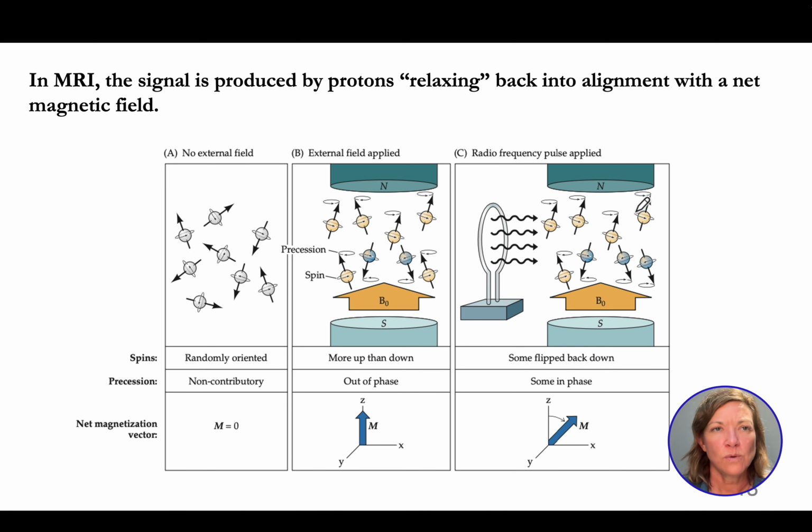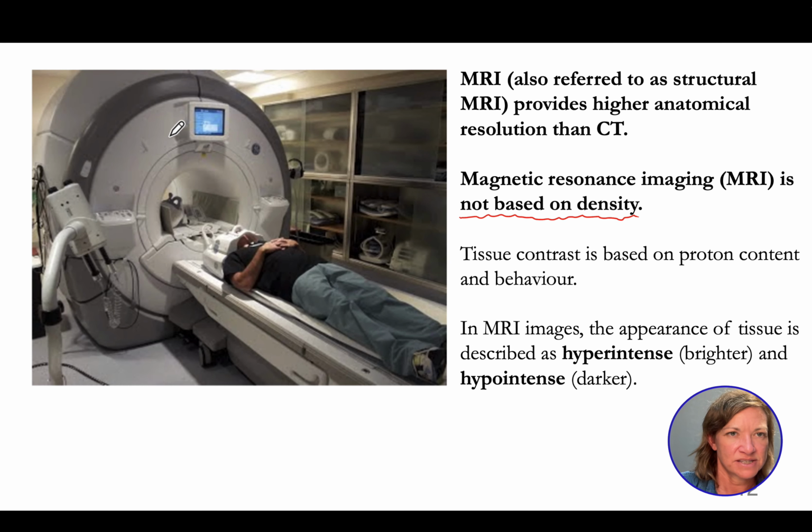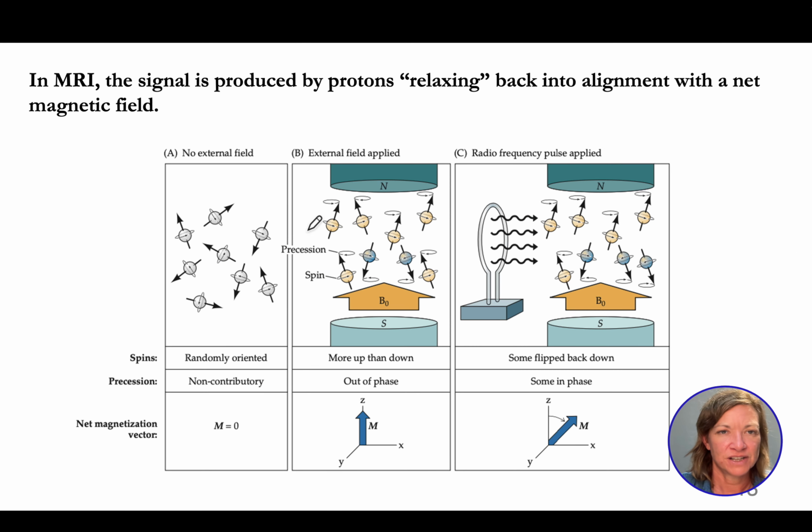So how are those images produced? In a very rudimentary way, the signal results from protons relaxing back into alignment with a net magnetic field. So when you go into an MRI scanner, this big scanner, that is creating a net magnetic field across your body. So that's the external magnetic field. That's the field applied by the scanner.